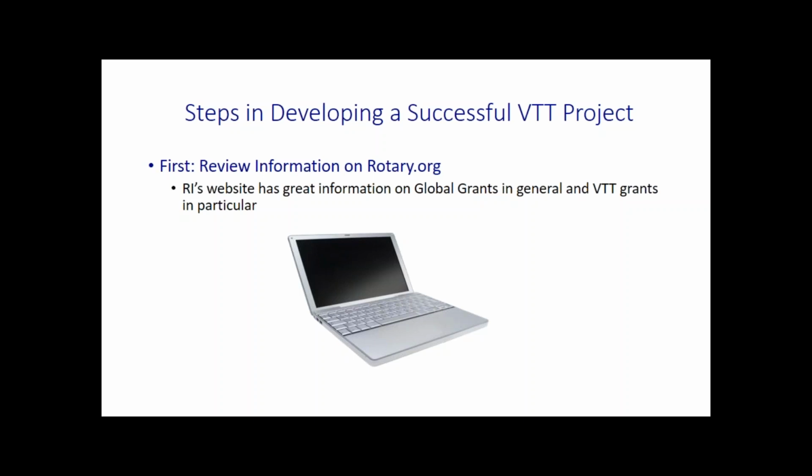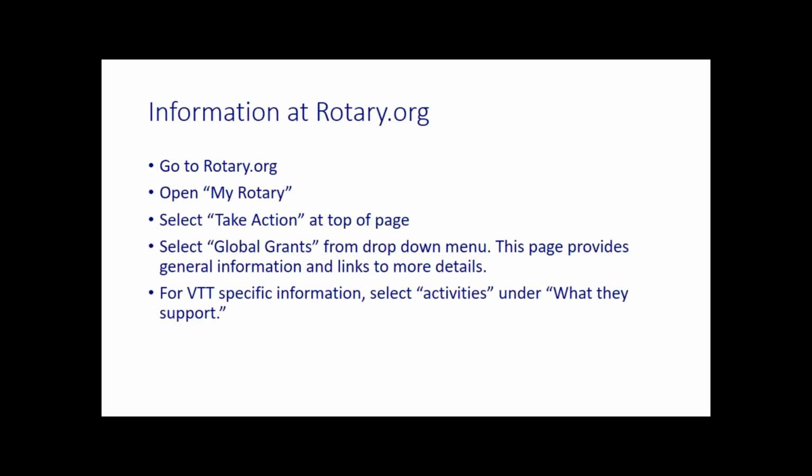Okay, there's a lot of information on the website about a lot of things. Go to Rotary.org, open My Rotary, take action at the top of the page. You just pretty much have to do this to get a feel for how it goes. And you can always call somebody and say, here I am at My Rotary, where's the take action button? You can call lots of people on that. Me, if you have my number, but you won't. But you can.